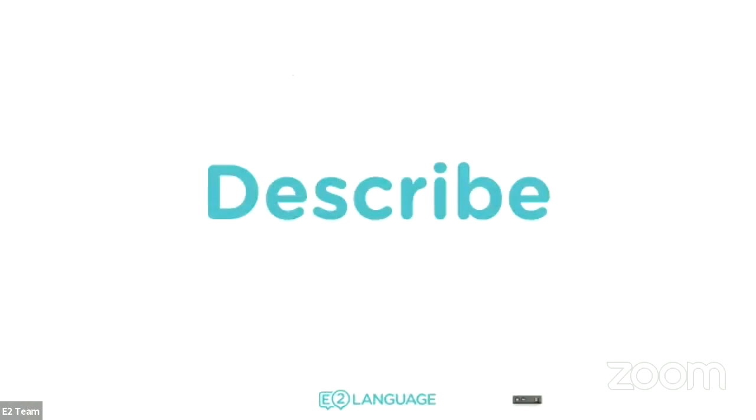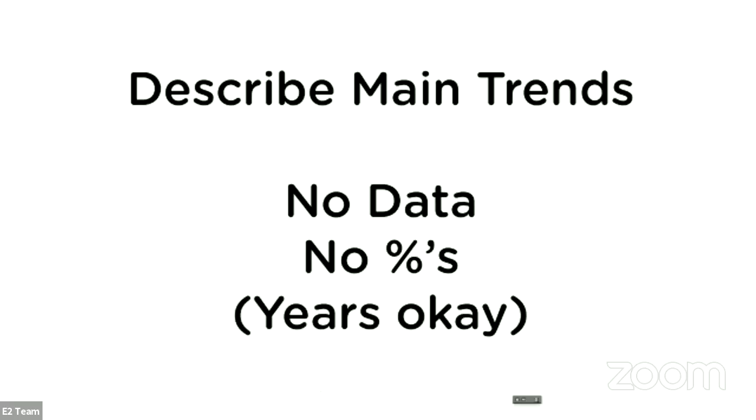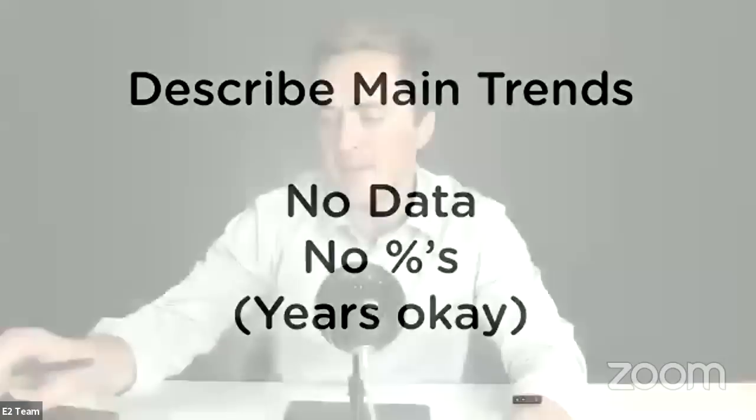Cool. Now that you've done that, let's move to the next section where we're going to describe main trends. This is different. We're not comparing, we're describing. We're describing the data generally, okay? So we're going to describe the main trends. We're not going to use any data. So we're not going to use any specific percentages, for example. If you're looking at a bar graph or a line graph, you can use the years from the x-axis. That's fine. And for the table, well, it's a bit of a trick.